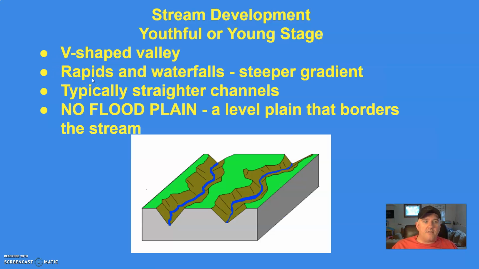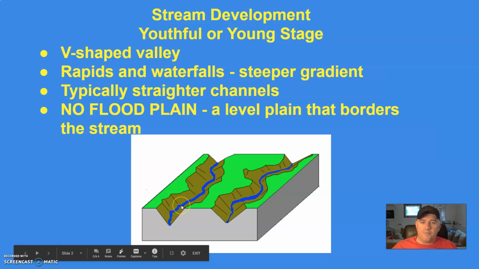We see very fast moving water because of that steeper gradient. We typically have a straighter channel than we see with the other stream ages. And we see no floodplain. So there's no floodplain to the left or to the right where the water would have eroded the material away.